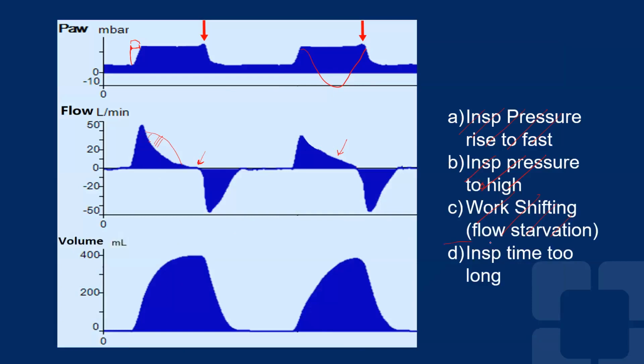During inspiration, the two flow waveforms, which are the ones we would be interested in, look the same. So if the suction catheter had been left inside the tube, I would expect changes both in inspiration and in expiration. Because I don't see that, this is not the case.